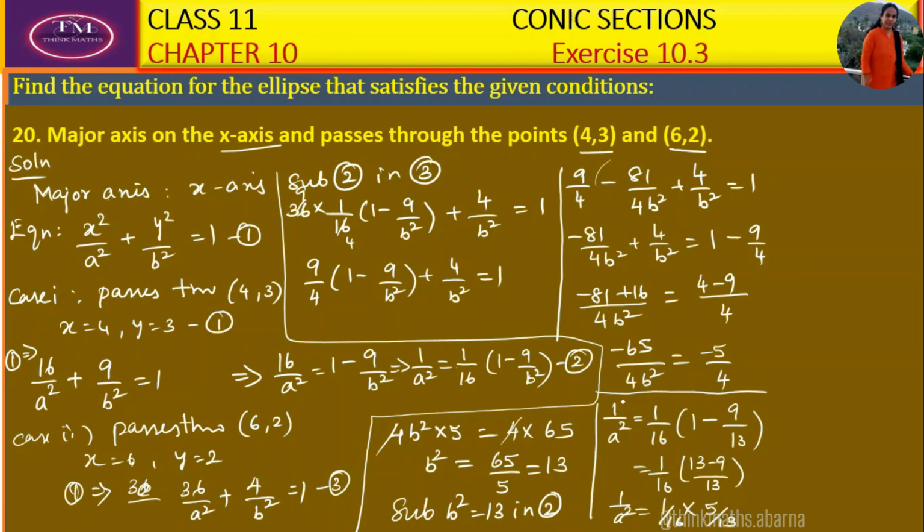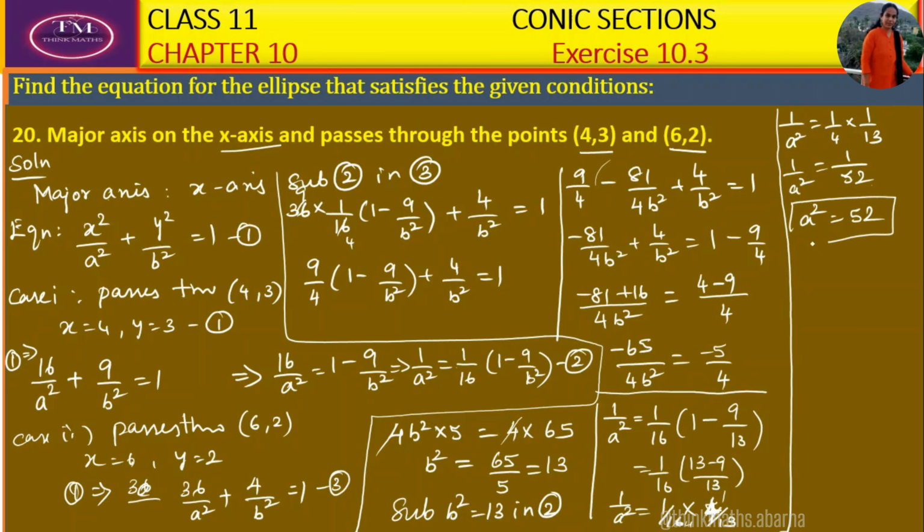So 1 by a square is 1 by 16 into 4 by 13. Now, I'm sorry, 13 minus 9 is 4. Okay, this 4. So this 16 and 4 get cancelled. So it will be 1 by a square equal to 1 by 4 into 1 by 13, which is equal to 1 by 4 into 13 is 52. We get 1 by a square equal to 1 by 52. So just cross multiply. A square into 1 is a square. 1 into 52 is 52. So we got a square equal to 52.